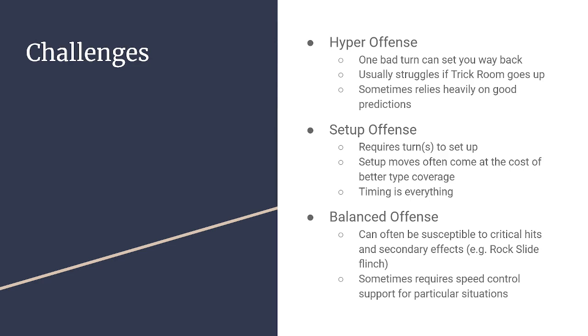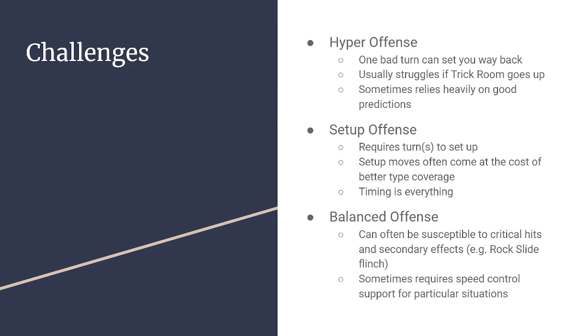And so now getting to setup offense. It requires a turn or multiple turns to set up, and that can be really hard, just because it allows your opponent to either do some damage or do their own setup. You can't just send it in and immediately do damage. You have to take a turn to do that. And another one I find is, when you want to run a setup move, it often comes at the cost of better type coverage. So you can't run a move to cover something that you otherwise can't hit with your STAB moves. So that can be a downside there.